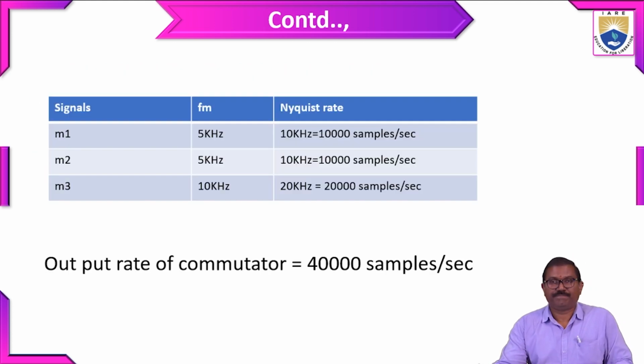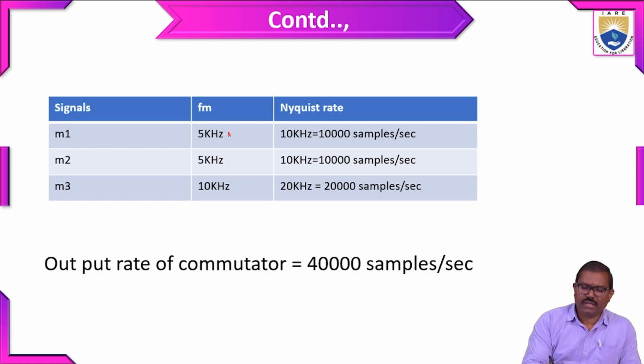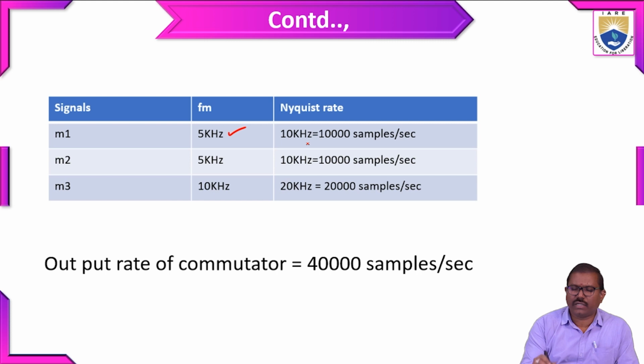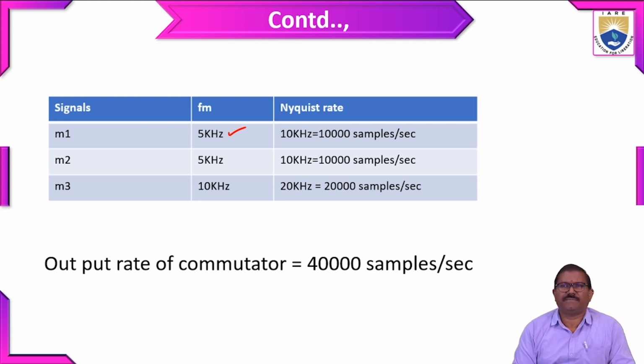So you can see how many signals? Three signals. M1 is 5 kHz. So the Nyquist rate is Fs equal to 2 fm, that is 2 into 5, 10 kHz. So how many samples? 10,000 samples per second.